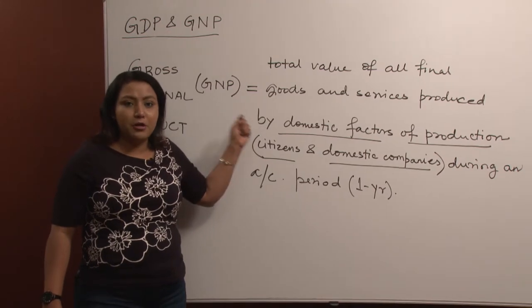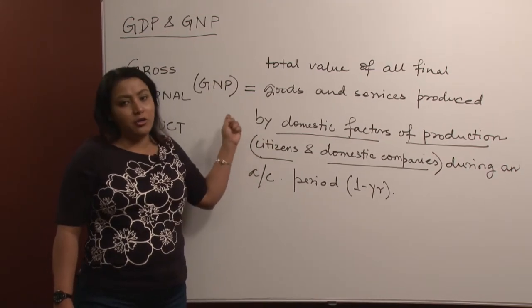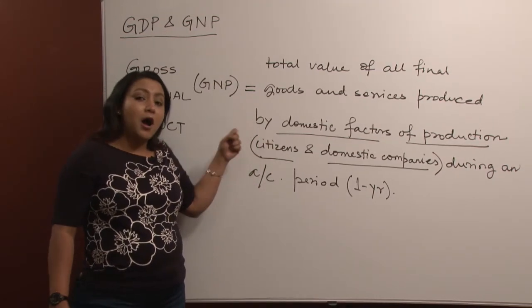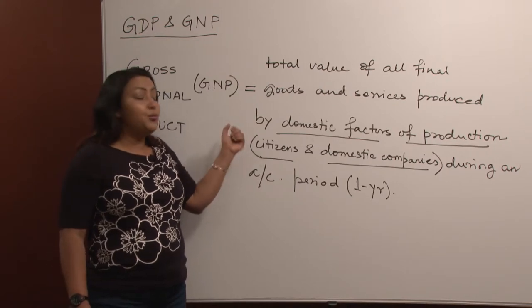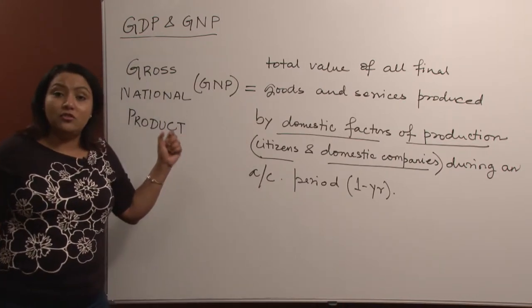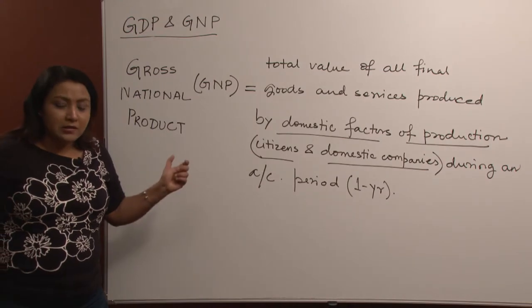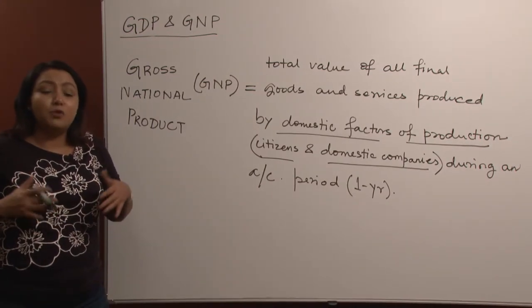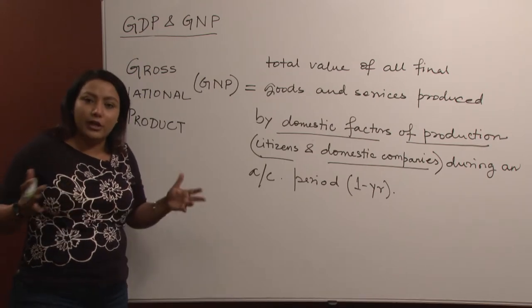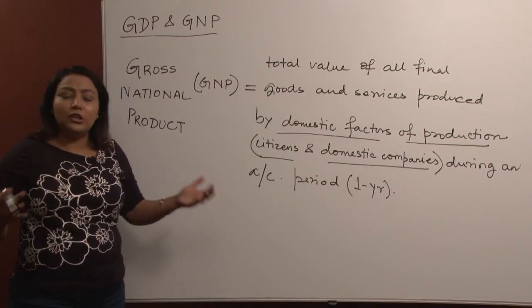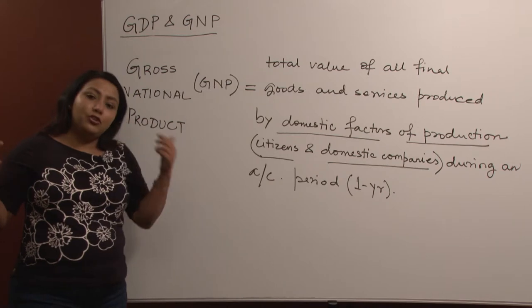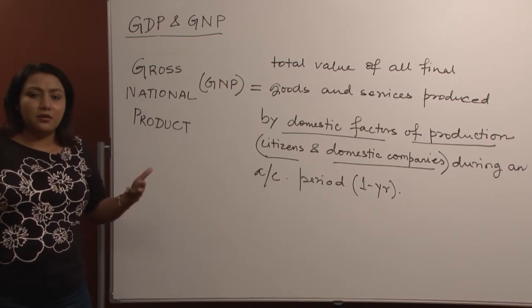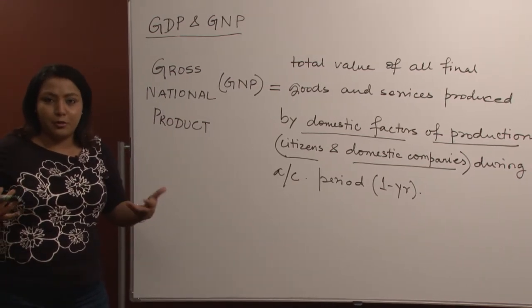He is a factor of production that is owned by USA, right? So he is a part of US manpower, so it will get reported in the US GNP. That means the GNP is a little broader definition. It is broader in the sense of geographic location. So the geographic location does not matter in the definition of GNP. What really matters is who is owning the factor of production.